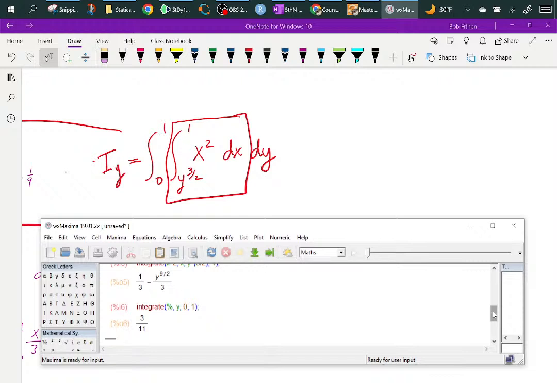If you bear with me for a second. Ooh, you know what? I can do it this way. Maybe I can't, but I can sure try it. Let's see if it figures it out.